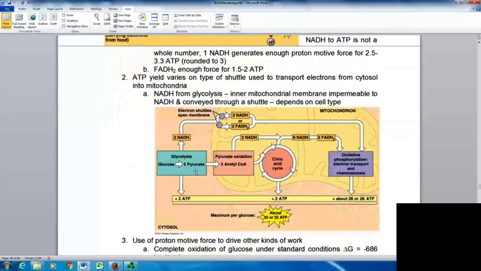This here summarizes where you get everything. So glycolysis, glucose to 2 pyruvate, 2 NADHs, 2 ATP. We convert the pyruvate into acetyl-CoA. Acetyl-CoA in that process is going to give you 2 NADHs.